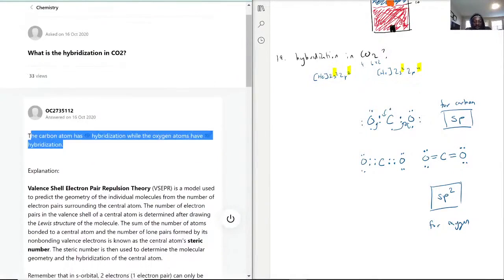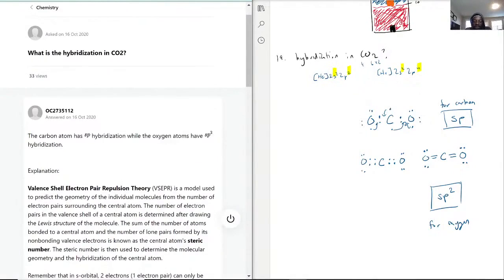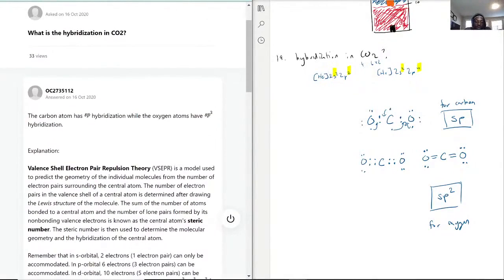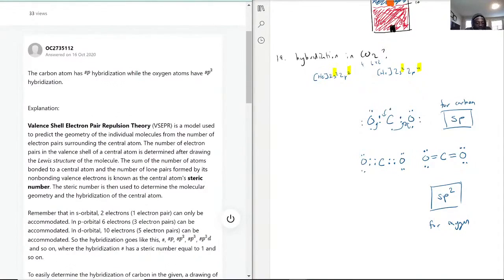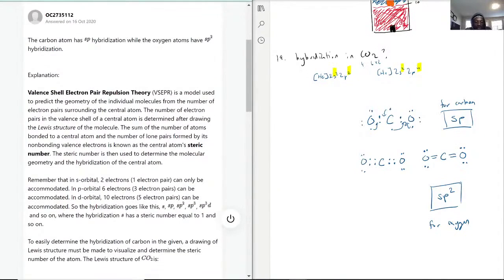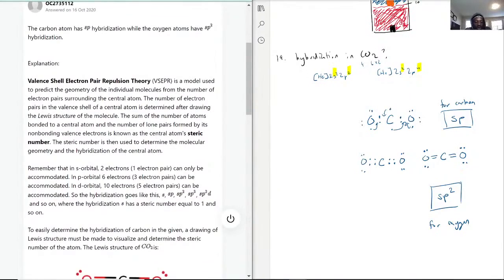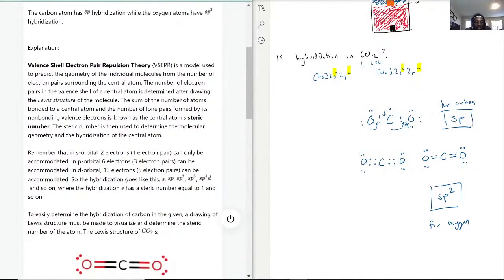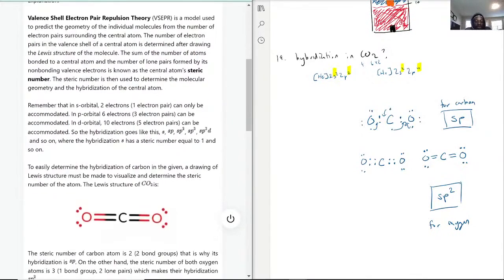And exactly, carbon has sp, oxygens have sp2, which we found because of the Lewis dot diagram. Okay, and it says the sum of the numbers of atoms bonded to a central atom and the number of lone pairs is the steric number, which is what this is accounting for. So exactly, that's why we have S, that's what it starts with, and sp would be 2 bonds, sp2 3 bonds, sp3 4 bonds, and then when you start approaching sp3 d and stuff, those are the ones that start breaking the octet rule and everything.